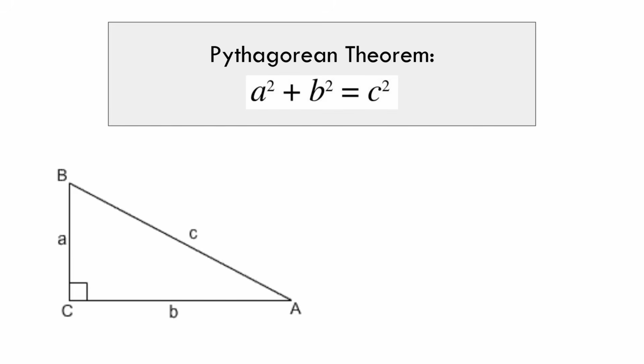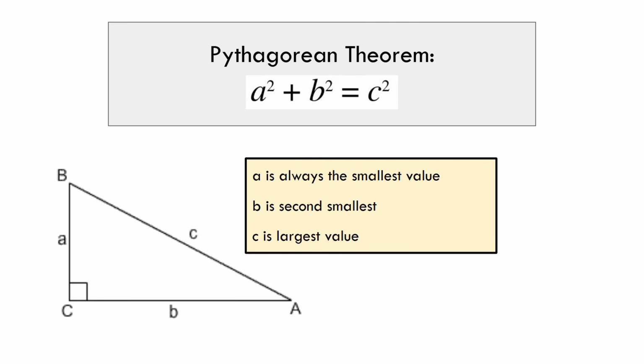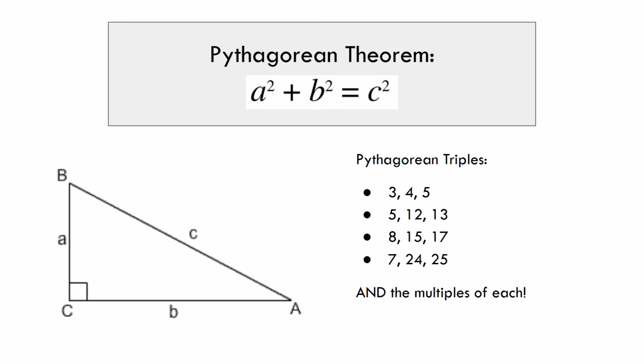Here's the Pythagorean theorem. a squared plus b squared is equal to c squared. a is always the smallest value, b is the second smallest, and c is always the largest value. And here are just some Pythagorean triples that you have to remember: 3, 4, 5; 5, 12, 13; 8, 15, 17; and 7, 24, 25. And the multiples of each of these four is also a Pythagorean triple. So if we multiply 3, 4, 5 by 3, we get 9, 12, and 15. That's also a Pythagorean triple.